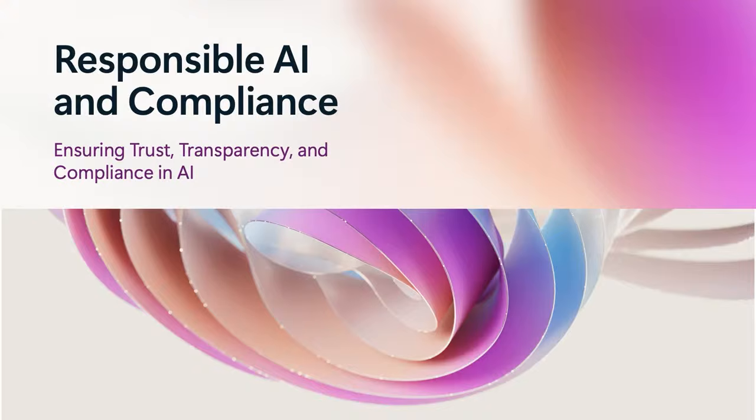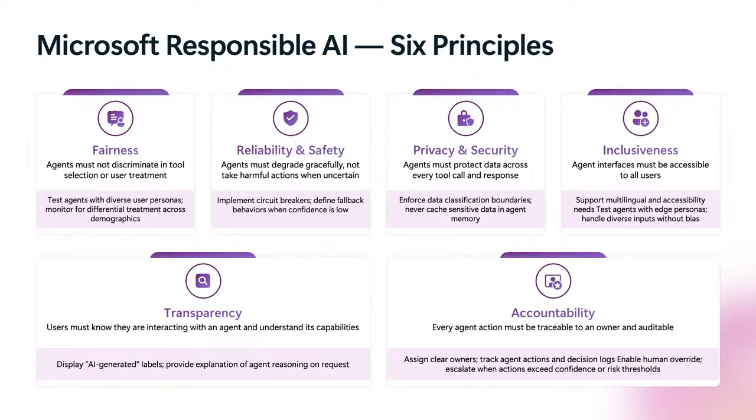We'll start with the 6 Microsoft responsible AI principles and then make them more concrete. You've probably seen these 6 principles before, but agents make them feel more real. Fairness means that agents should not trust users differently or choose tools in a biased way. Reliability and safety means that when the agent is unsure, it should slow down, ask for help, or fall back safely. Privacy and security means protecting data at every step, in the prompt, in the response, and in every tool call.